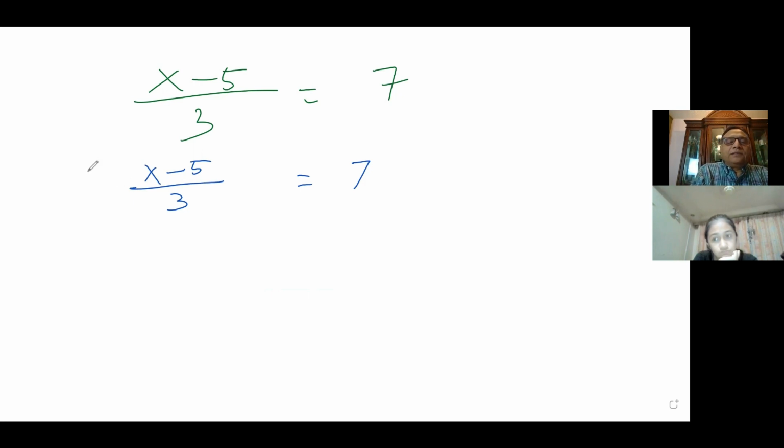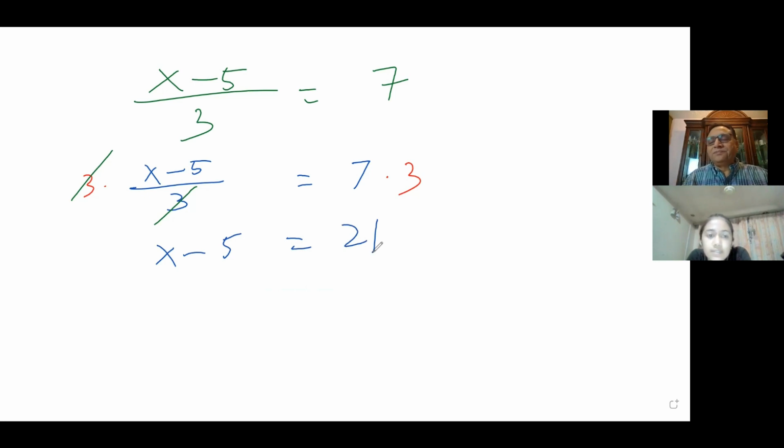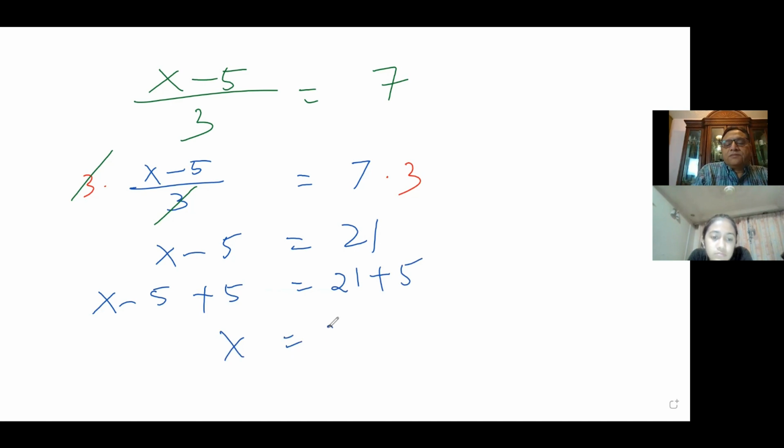I could multiply by 3 on both sides. Do you see this? So when I do that, the 3 cancels with 3, and so I've got to get rid of fractions. And I have an equation, which is x minus 5 equals 21. Is this step clear to you? Now you can add 5 on both sides. We have x minus 5. We are adding 5 on both sides, and we get x equals 21 plus 5, which is 26. Is this clear to you?